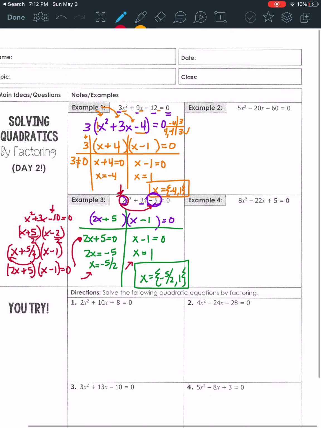All right, so the only difference is our a value is greater than 1. You still want to factor and then set both of your binomials equal to 0, solve for x, and there's your solution.